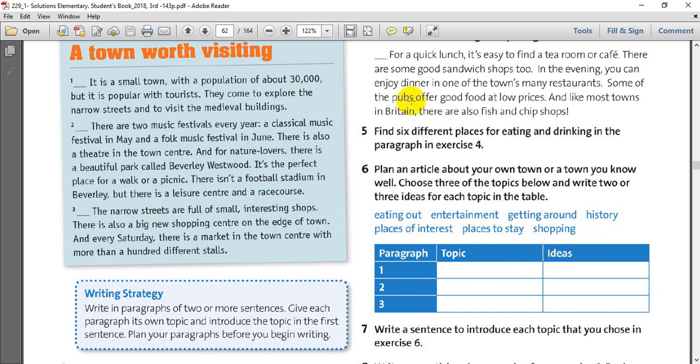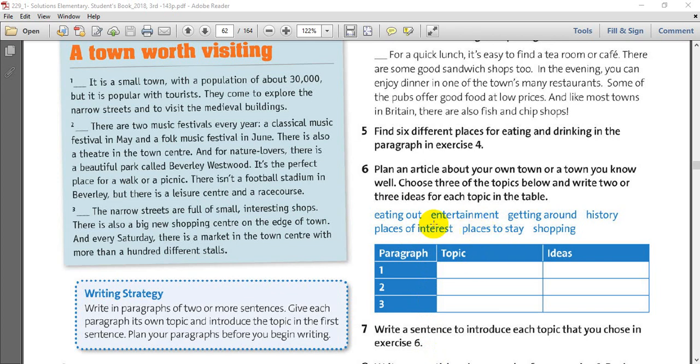We have the topic and we have the ideas. Maybe it's easy to find, for example, there are some good sandwich shops too. You can write, for example, for eating out: There is a wide choice of places to eat out, from the cheap to the very expensive. You can write like this.